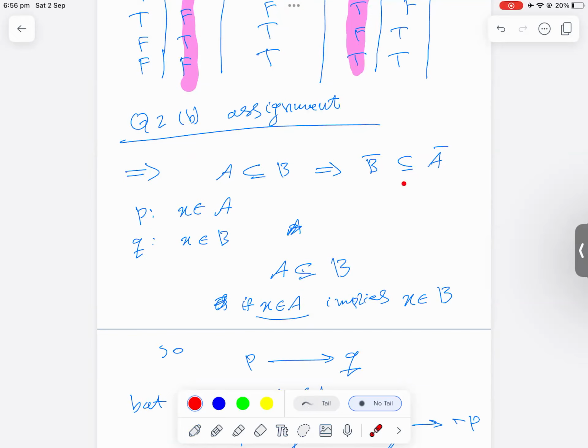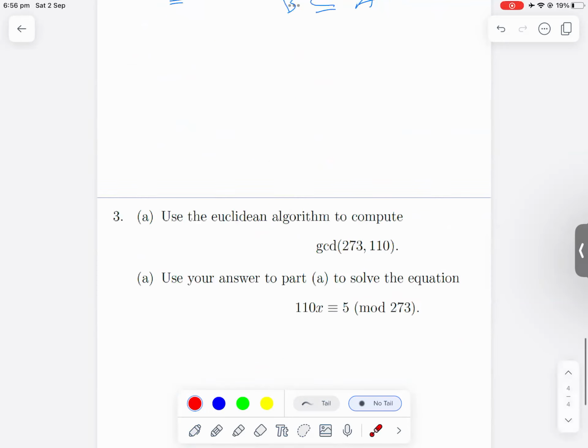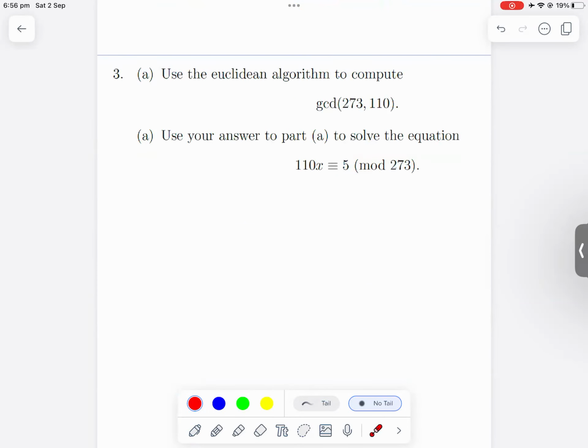So to say that, similarly we can do this, but I would better be conservative and write both sides of the equation, both sides of the implications. All right, now let's do the number theory questions, which we had a few weeks ago, the similar question.